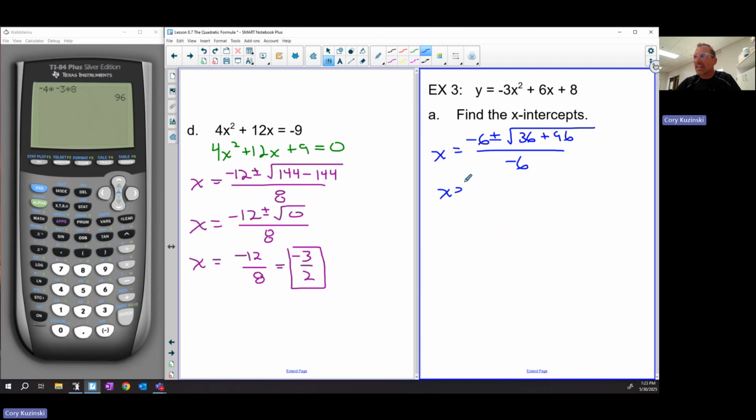I got a negative over a negative. How about we just get rid of those negatives? Make that a 6 there. Make that a 6 there. 36 plus 96 is 132. And the square root of 132 is not a perfect square. All right, let's go back here. Graph. And type this in. Let's go parentheses.